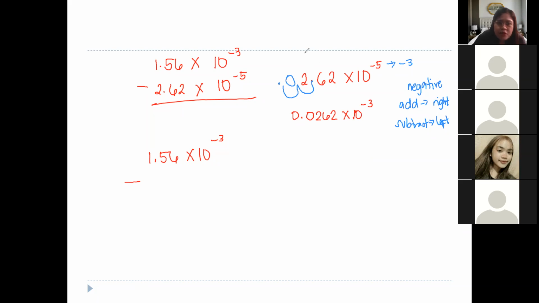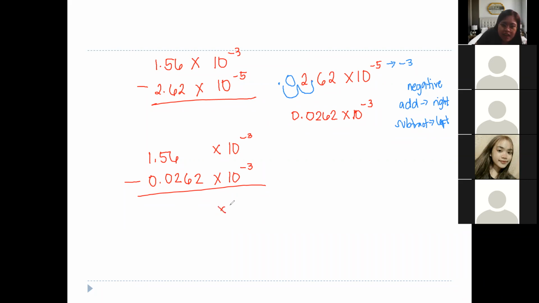So, atuan na siyang isulat diri. 0.0262 times 10 raised to the power of negative 3. Let me adjust the first given para magpantay sila. Ayan. So, times 10 raised to the power of negative 3. And sa subtraction, parehas lang sila sa addition class na, ayan, kopyahon ang exponent. And then, isubtract ang mga capital letters. So, butangan natin siya 0 dinhi para mas dali.